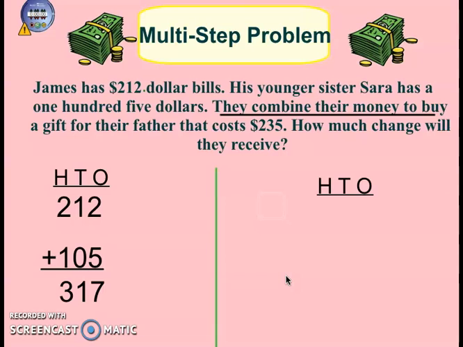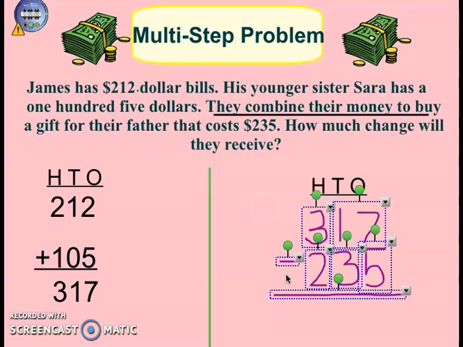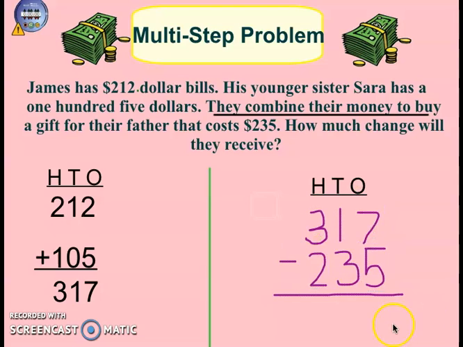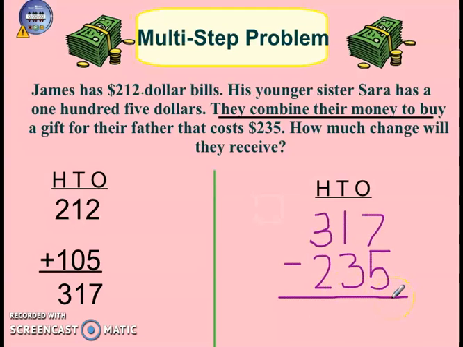Now, to solve that problem, we have to subtract the amount for the gift for their father from the total, which is 317. 317 minus 235. Let us solve the problem. So it's 317 subtract 235.